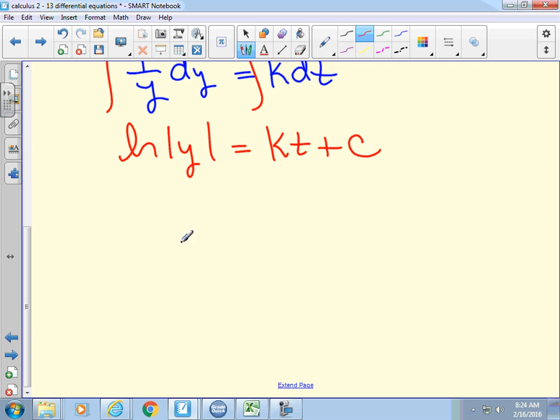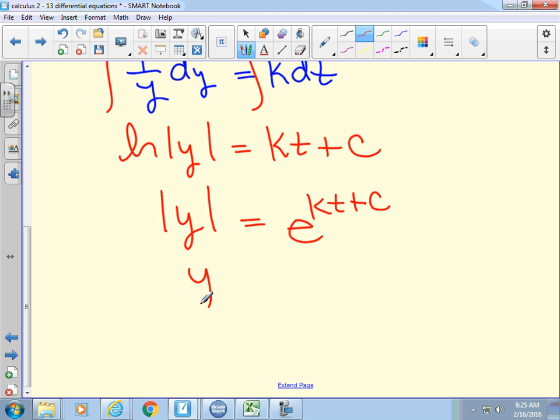I am solving for what's called a general solution. I don't have an initial value. This is just a generic equation. Can I get y by itself? Good. e raised to both sides. I get absolute value of y equals e to the kt plus c.